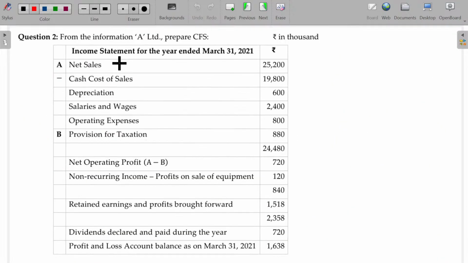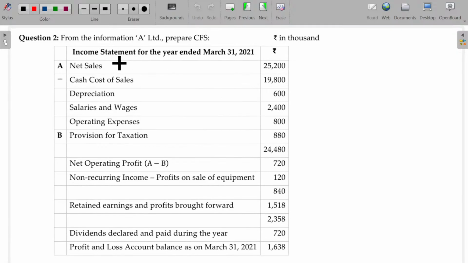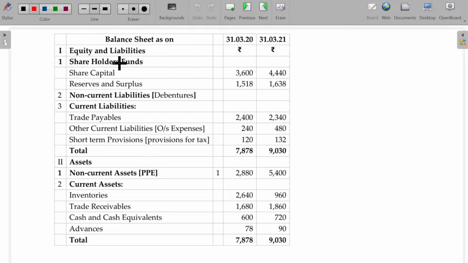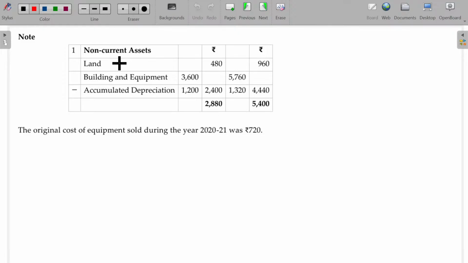Now let's start with question number 2 here. Okay, question number 2. The balance sheet is very important. From there only you have to start. In the balance sheet, the non-current asset is given in a schedule. Right, in the schedule.